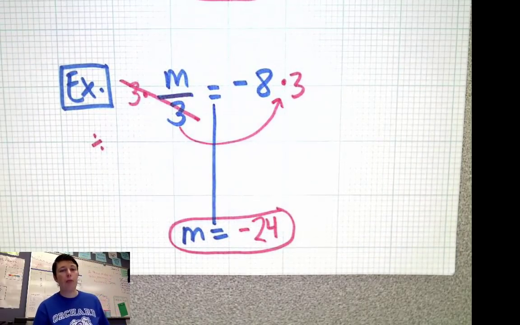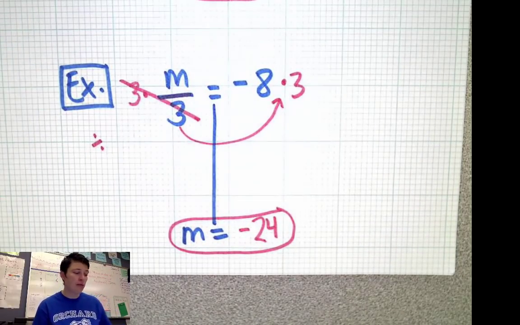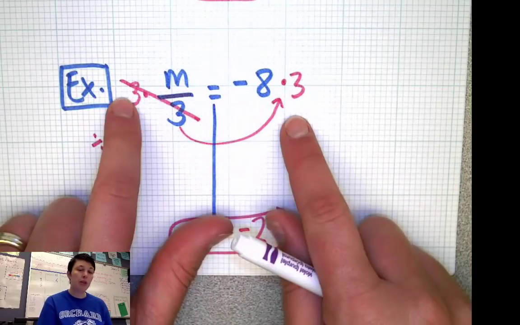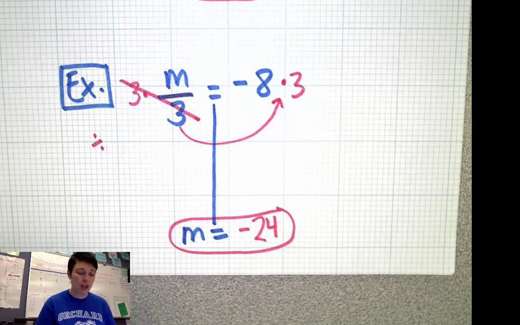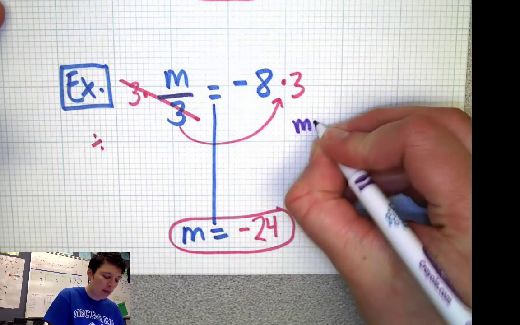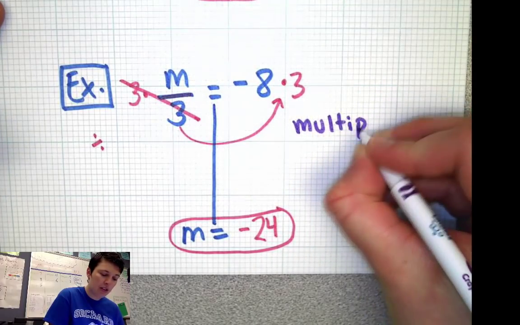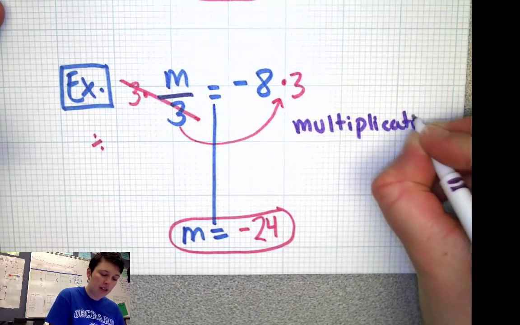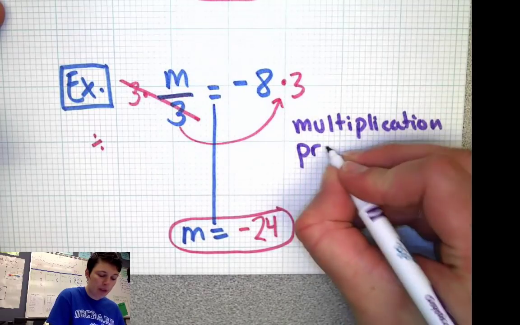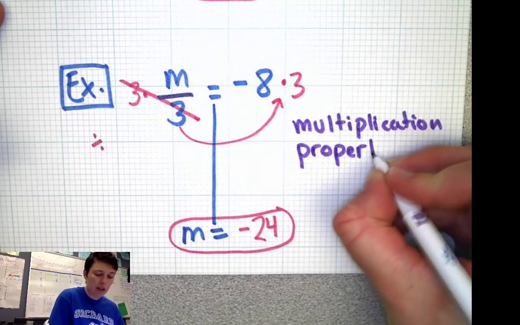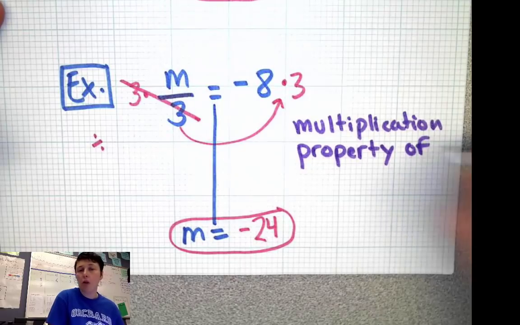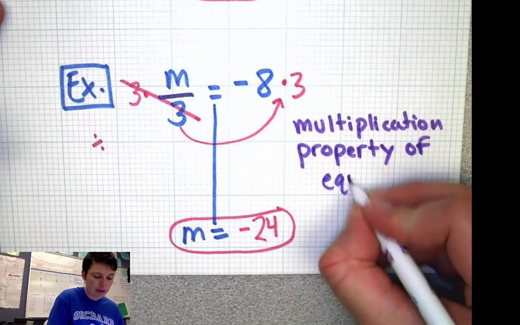But we have a property for this as well. We just used another rule. We multiplied on both sides. So we're going to call that the multiplication property. So I'm going to write that multiplication property. And we did it to both sides equally. So it's the multiplication property of equality because we did it equally.